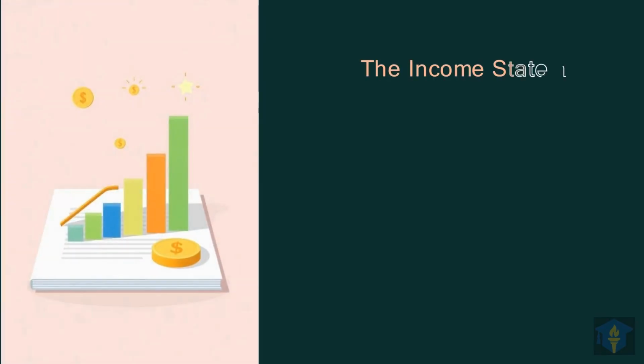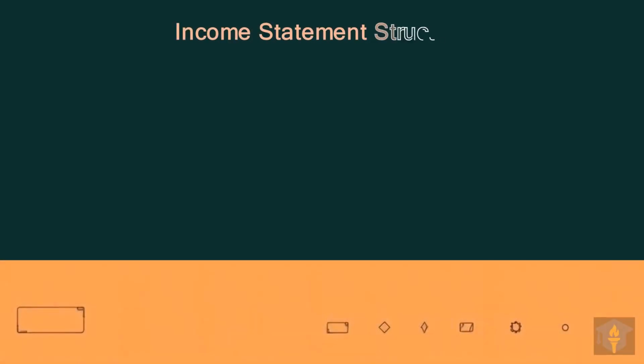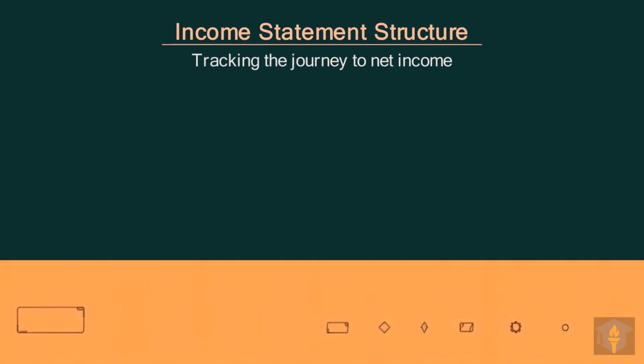Let's begin by focusing on the income statement, a vital tool for assessing financial performance. Also known as the profit and loss statement, it summarizes revenues, expenses, and profits over a specific period, revealing a company's profitability. Now, let's break down the typical structure of an income statement, step by step. We'll track the journey from top-line revenue all the way down to the final net income.